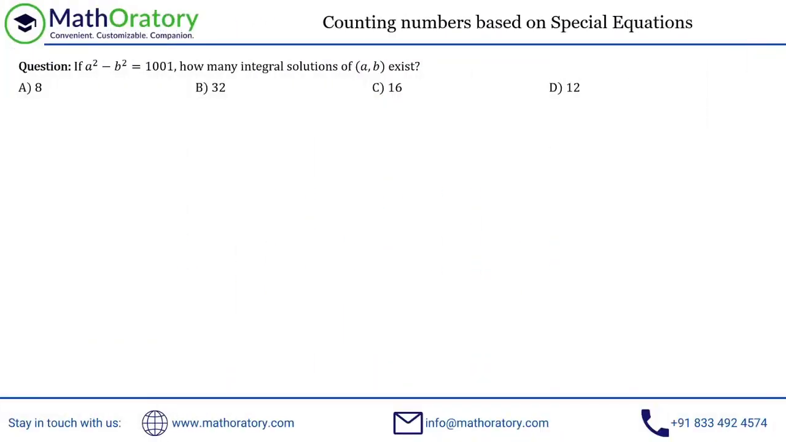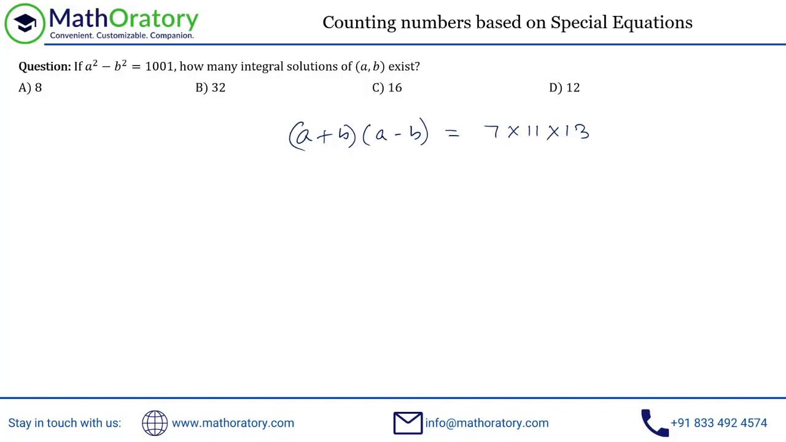The first thing for this question is to obviously factorize the a square minus b square. So you get this form: a plus b into a minus b is equal to 1001. And when you're factorizing the variable side, also try to factorize the numerical value. So this is 7 into 11 into 13. Even if you don't know, you should be observing that this is a multiple of 11. You just divide and then factorize. So you have this first step. This has to be done.